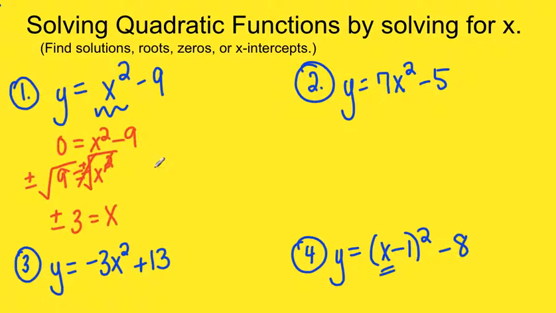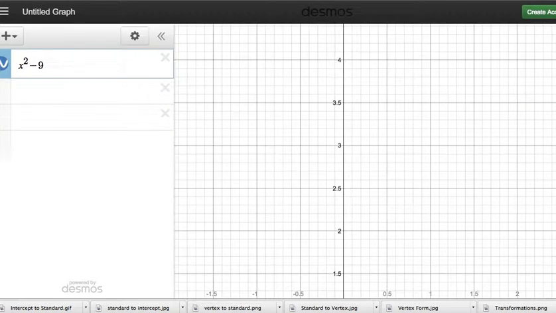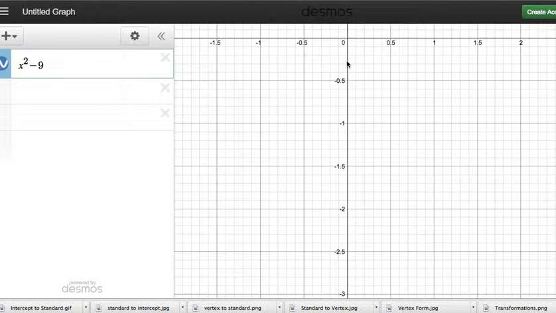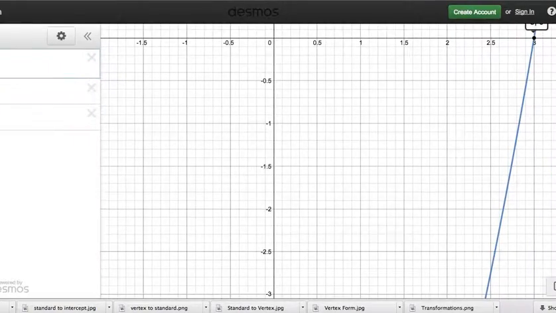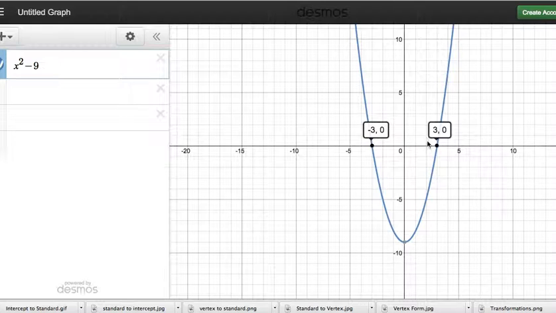So you have two x-intercepts. You have a 3 and you have a negative 3. And remember, your y is always 0. So if I was to put that one in, x squared minus 9. And there's the parabola. So you can see I have negative 3 and 3 as the x-intercepts. So that's a lot easier than factoring or using the quadratic formula when there's only one x term.